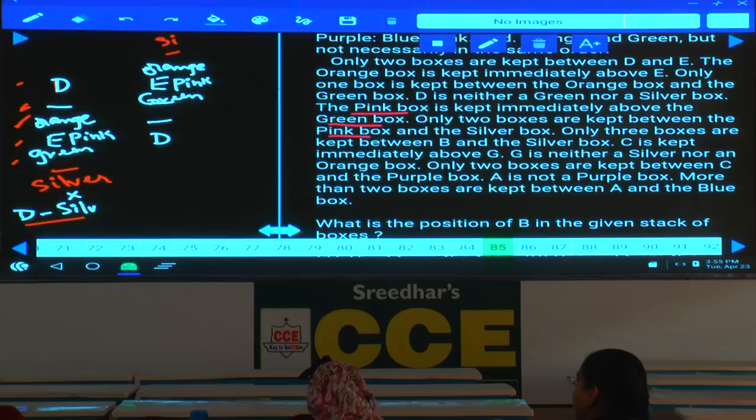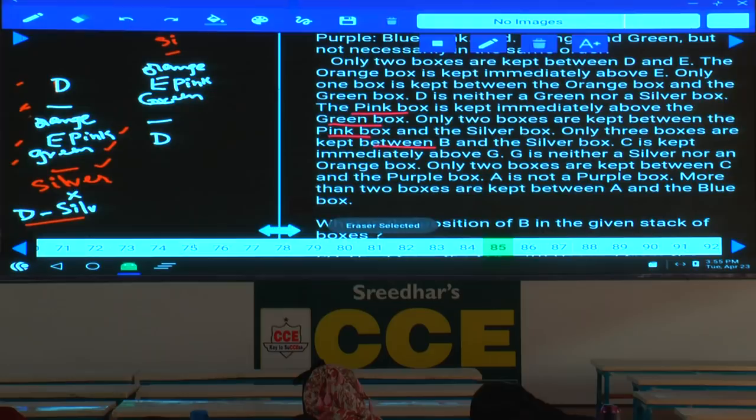And only three boxes are kept between B and the silver box. Now between B and the silver box, there must be exactly three. As there must be exactly three, 1, 2, and 3. Now in the first case, 1, 2, and 3. Now this B must be orange box. Are you following this one or not? Now this B must be orange box because there must be exactly three in between silver and this one.